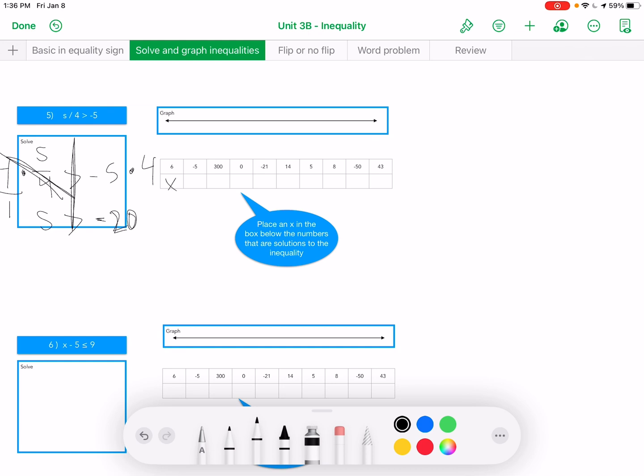So let's see what's greater than negative 20. Negative 20 is not included, so it is not a closed circle. And again, it's going to the right. So then that would be negative 20, negative 19, negative 18, and so on.